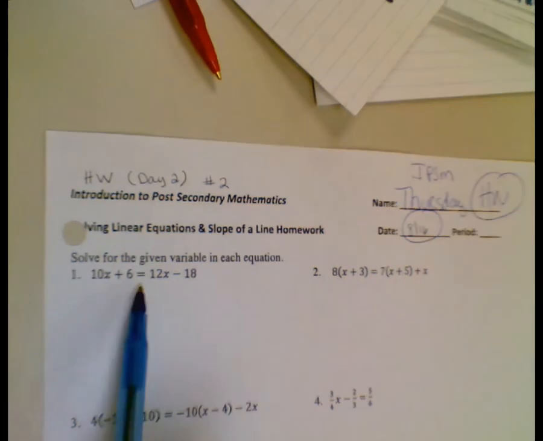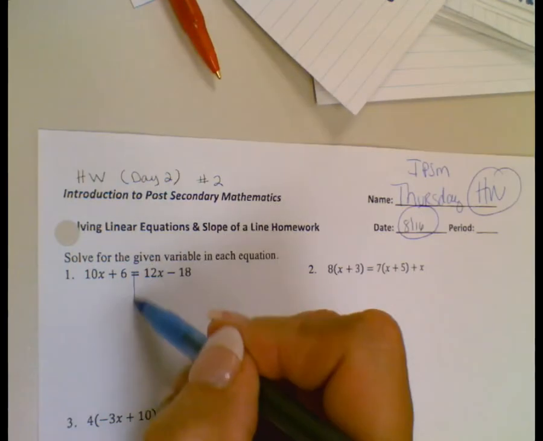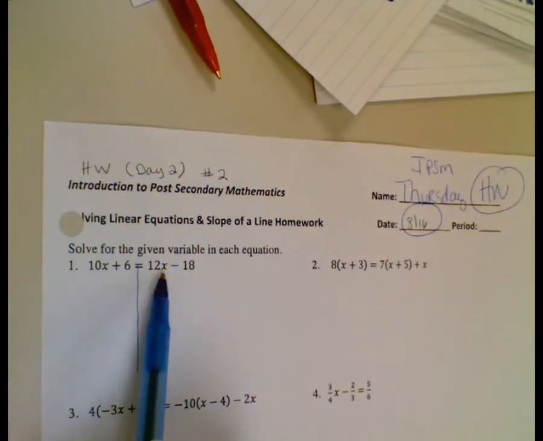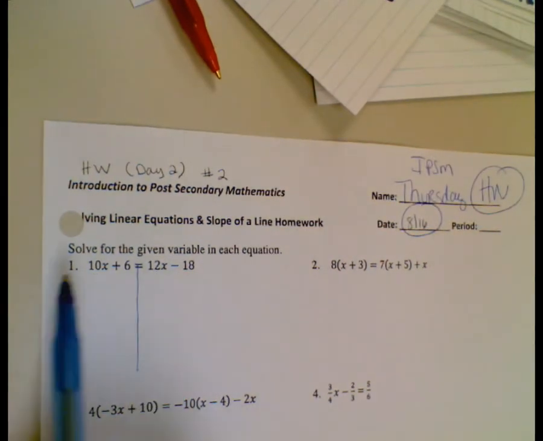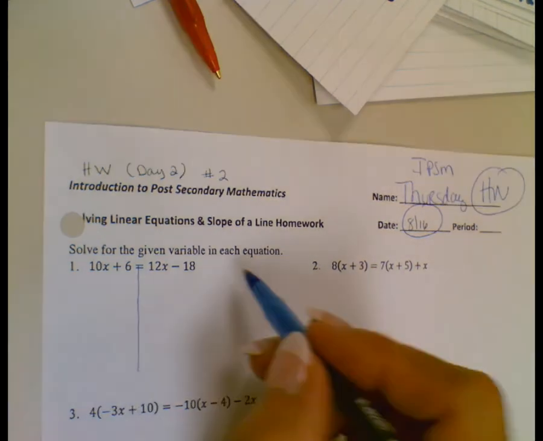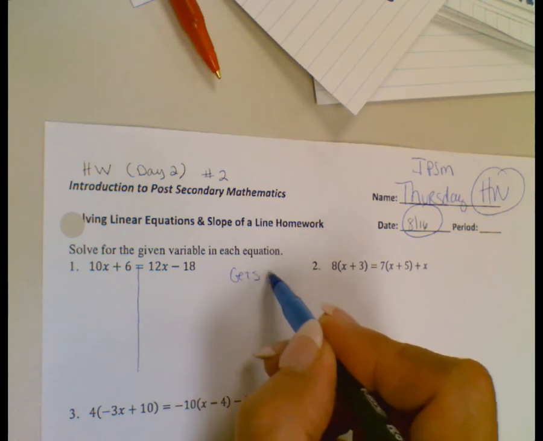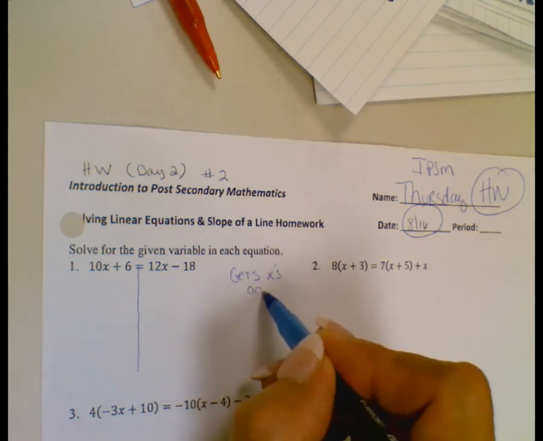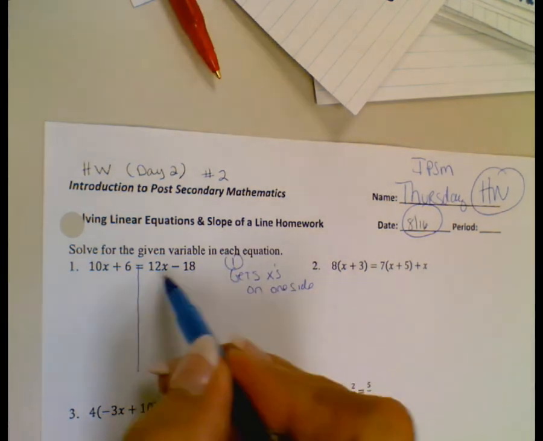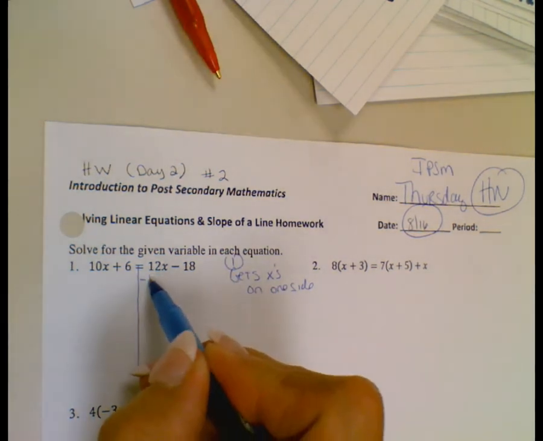Solve for the given variable in each equation. So notice we have a left side and a right side. No terms can be added here. No terms can be added here. So we're going to start going back and forth from one side to the other. First thing you should always do is get x's on one side. First step. So let's go ahead and let's subtract 12x.